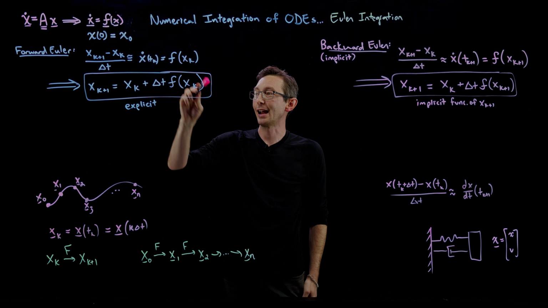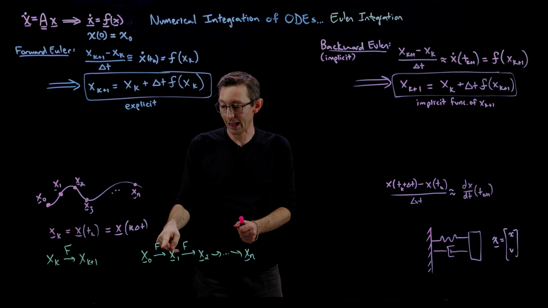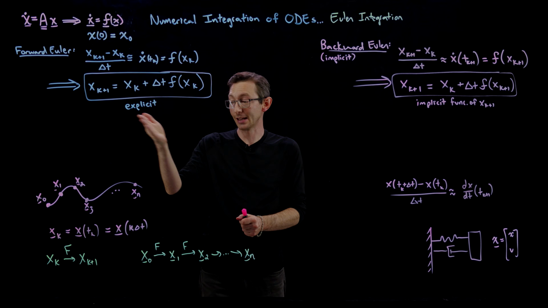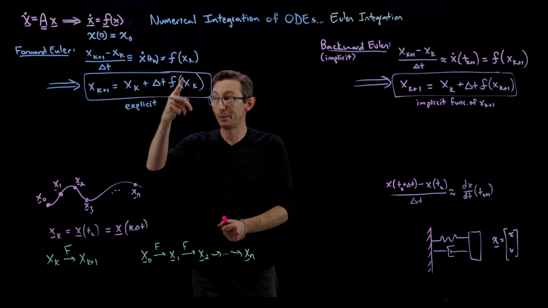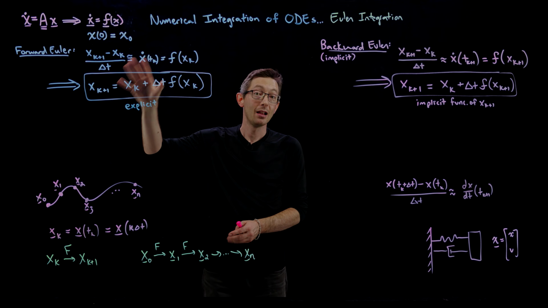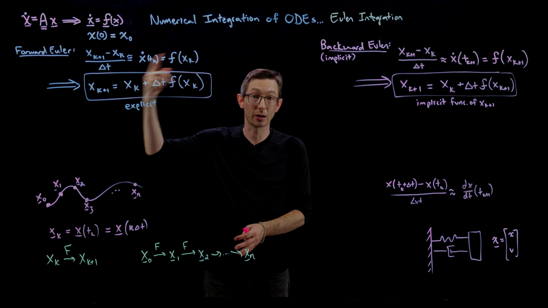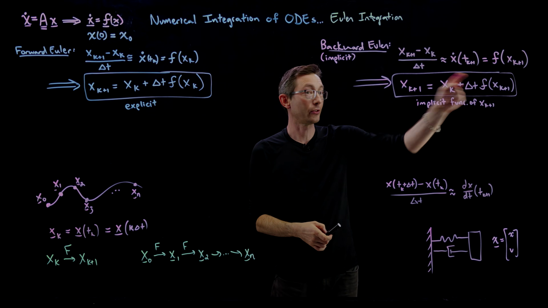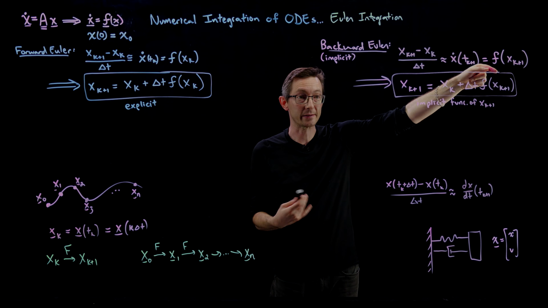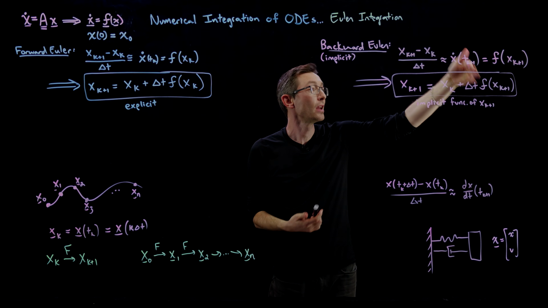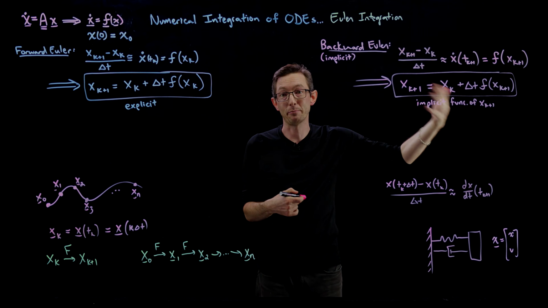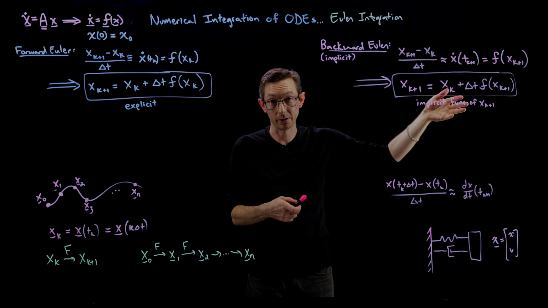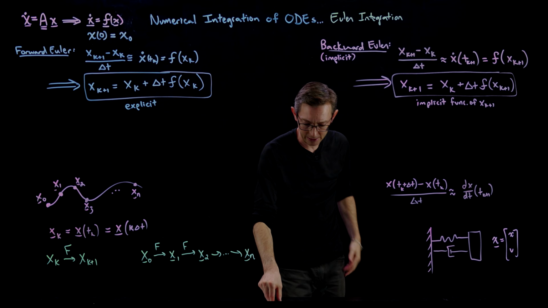So just the fact that I can build this explicit map f that takes x at time k and spits out x at time k plus 1 makes this way, way easier to code up and to solve. This one, because it's implicit, because solving for xk plus 1 means I have to invert this function, which might be very, very nasty. This is very hard to solve, but it's going to have better error properties and better stability properties. So we'll come back to that in a little bit.